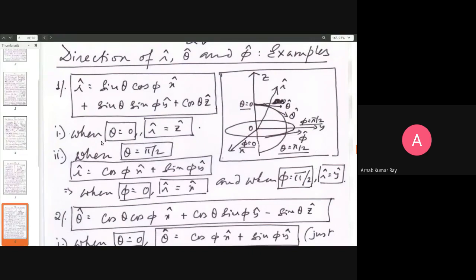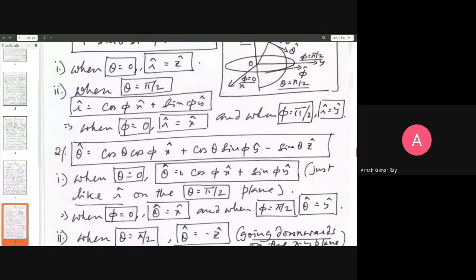R cap is equal to cos phi x cap plus sine phi y cap plus cos theta z cap, and cos theta will be equal to 0 when theta is equal to 90 degrees. So now you have this thing behaving just like the s cap unit vector in cylindrical coordinates. When phi is equal to 0, you are on the base plane, so r cap will be pointing along the x cap direction. When phi is equal to 90 degrees, r cap will be pointing along the y direction, confined to the base plane when theta is equal to pi by 2.